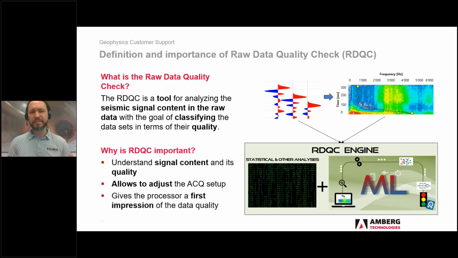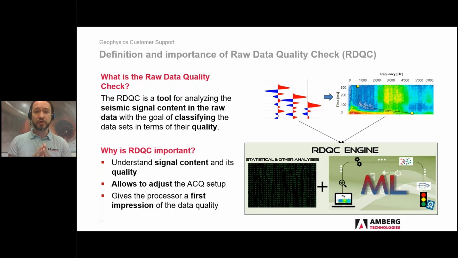And why is this important? Well, it helps us to understand the signal content of the data set and its quality. It also allows us to adjust the acquisition parameters or the configuration. We will see that later on. How can we improve the data quality while working in the tunnel?